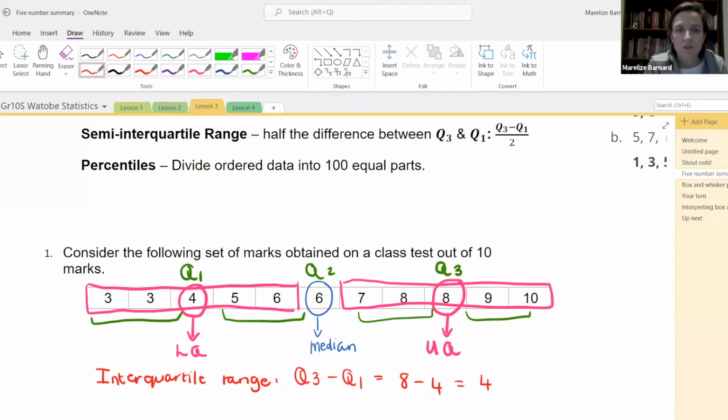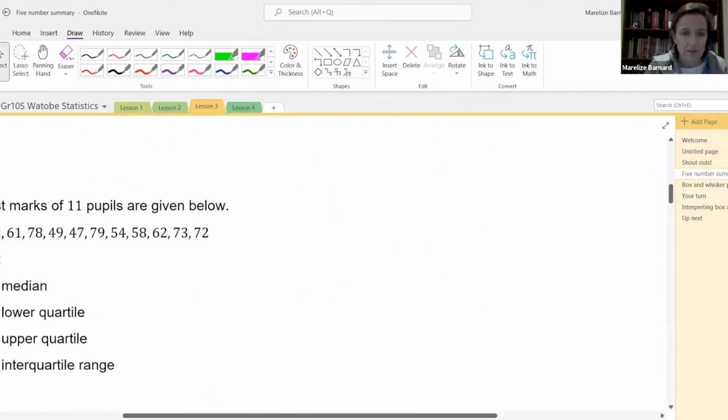We divide the data first. We find the median so that we can have our upper half of the data and the lower half of the data. Then we go again and divide each half in half. And then we can calculate the interquartile range. Right, so here's a little example for you to practice quickly.